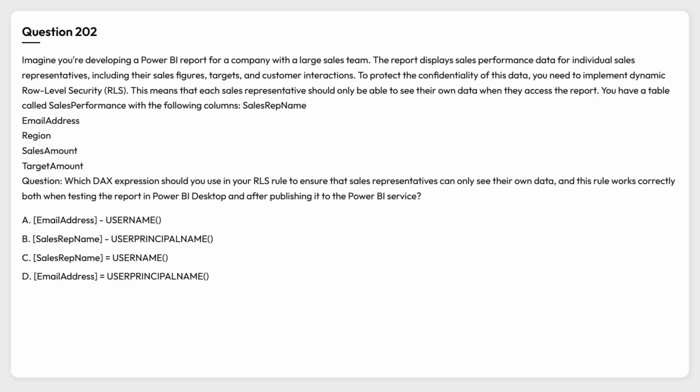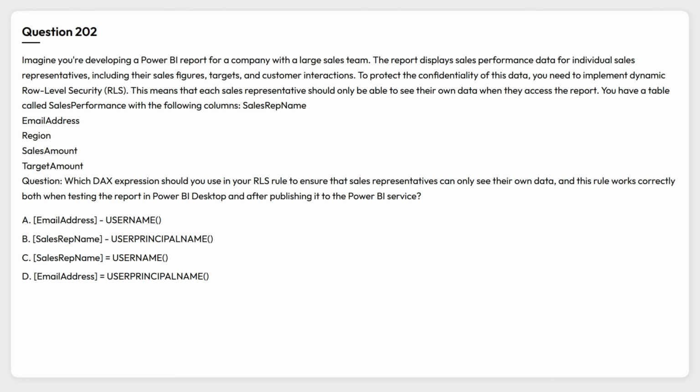Question number 202. Imagine you are developing a Power BI report for a company with a large sales team. The report displays sales performance data for individual sales representatives, including their sales figures, targets, and customer interactions. To protect the confidentiality of this data, you need to implement Dynamic Row Level Security (RLS). This means that each sales representative should only be able to see their own data when they access the report.